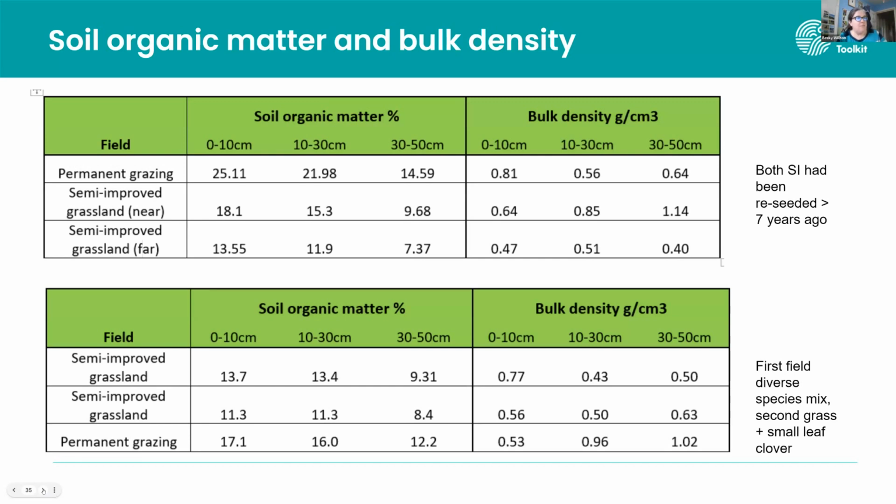And both of those semi-improved areas had been reseeded more than 7 years ago on that top farm example. On this bottom farm example, we can see that, again, we've got 2 different areas which are semi-improved. We can see that that first field has had that diverse species mix put in it. And that second field has had grass and some more native white clover in there. And again, we can see where that difference is coming across the different depths, as well as looking at what the impact is having on that bulk density as well, which is that massive soil.